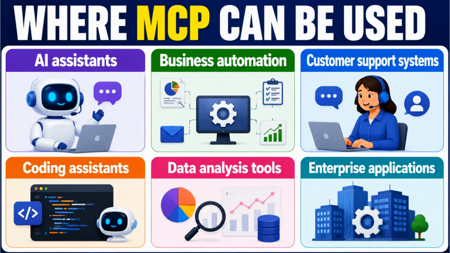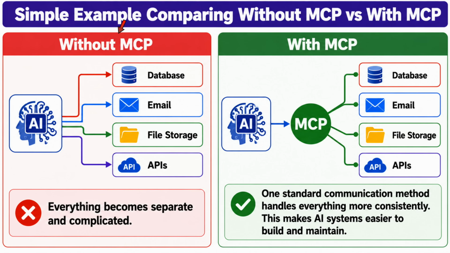Where MCP can be used? MCP can be used in AI assistants, business automation, customer support systems, coding assistants, data analysis tools, and enterprise applications. Without MCP, an AI system needs one connection for database, another for email, another for file storage, and another for APIs. Everything becomes separate and complicated. With MCP, one standard communication method handles everything more consistently. This makes AI systems easier to build and maintain.